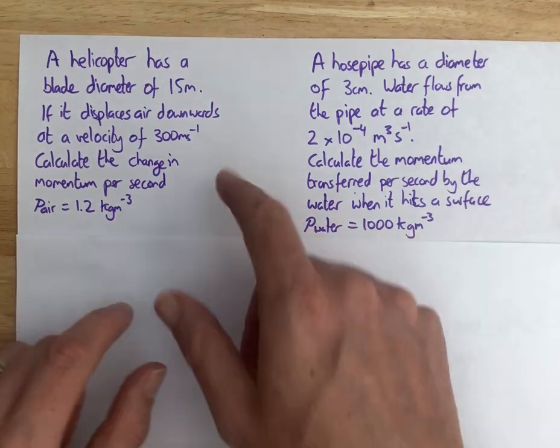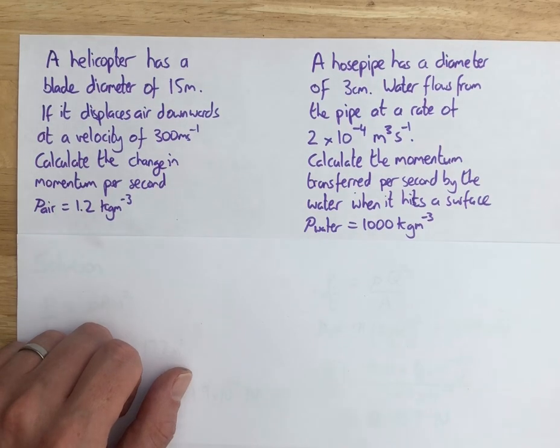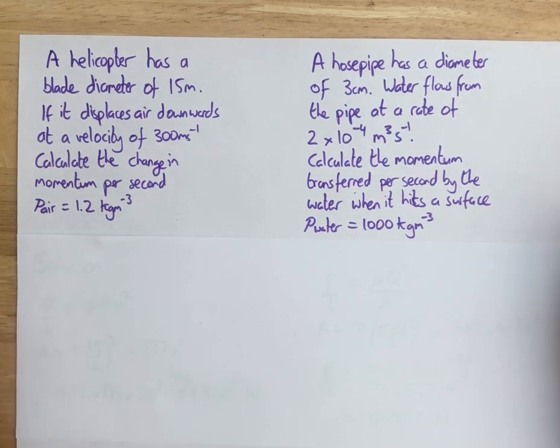Second question looks at the hose pipe, and of course this one we're given a velocity in that question. Second question, we've got a hose pipe context, diameter of 3 centimeters, watch out there. Water flows from the pipe at a rate of 2 times 10 to the minus 4 meters cubed per second. This time we're given a volumetric flow rate. Calculate the momentum transferred per second by the water when it hits the surface. Density of water, 1,000 kilograms per meter cubed, assuming that that's pure water. Have a go at those. Pause the video, have a go, and then in a couple of seconds, I'll flash the answers up for you.